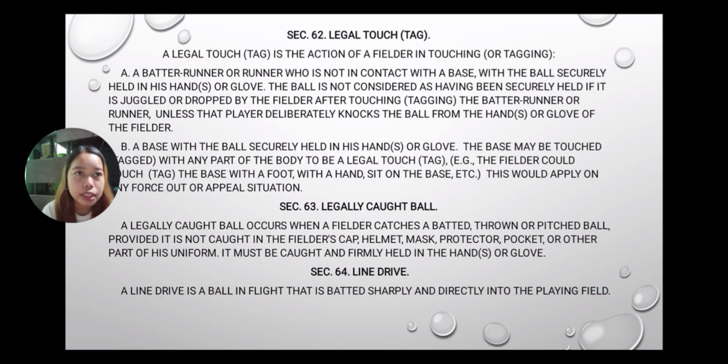Section number 62. Legal touch or tag. A legal touch is the action of the fielder in touching or tagging a batter, runner, or runner who is not in contact with a base with a ball securely held in his hand or glove. The ball is not considered as having been securely held if it is juggled or dropped by the fielder after touching or tagging the batter or runner, unless the player deliberately knocks the ball from the hand or the glove of the fielder.